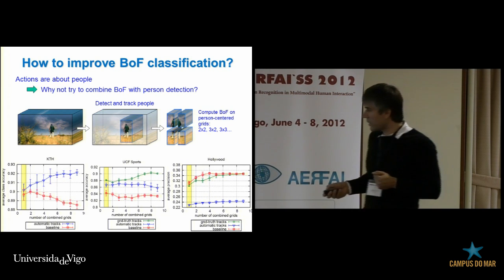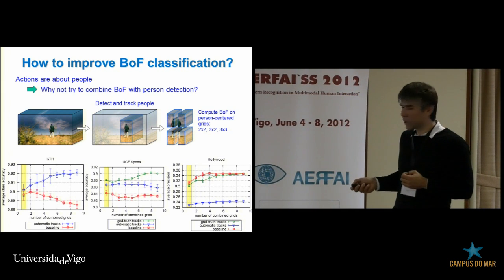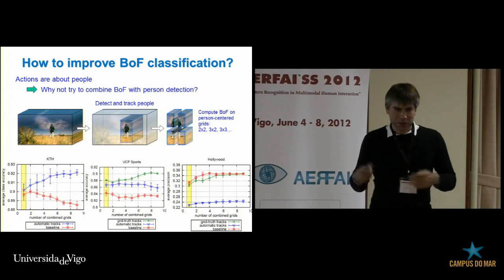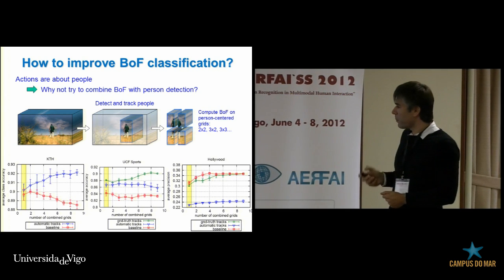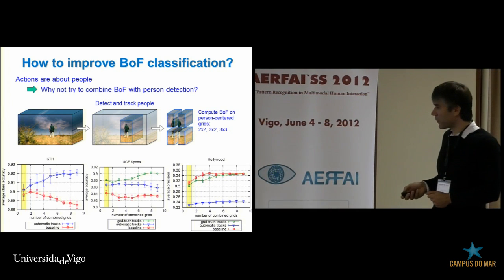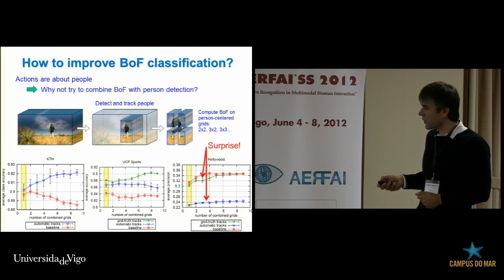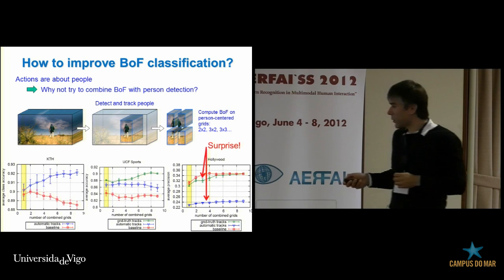Now for Hollywood, it was even less good. First we see that if you run the automatic person detector, it drops a lot. This is the bag-of-words baseline. If you run the automatic person detector, it performs much worse. This is probably because person detection is still a hard problem, so we don't get it very good. But if we manually annotate the people in the video and run this method, surprisingly the green curve is still very low. It's still below the simple bag-of-words baseline.